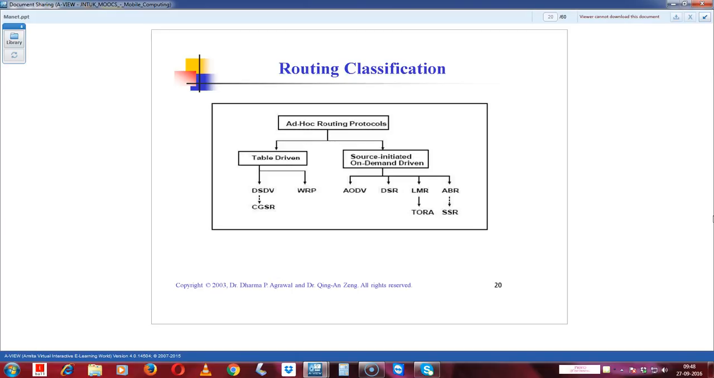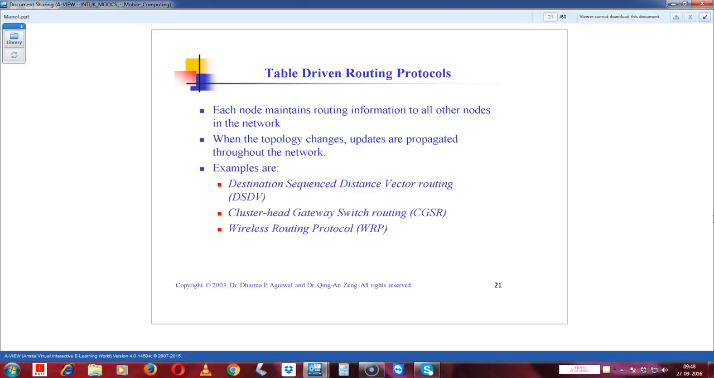So this is your routing classification. It is divided into two forms: table driven and source-initiated on-demand driven. In table driven, we have DSDV, WRP, CGSR. These are routing algorithms. In source-initiated on-demand driven, we have AODV, DSR, LMR, LBR, TORA, SSR. We're going to study DSDV in table driven and AODV and DSR in on-demand driven. Maybe I'll cover DSR in this session today, and in the next session we're going to cover DSDV and AODV.